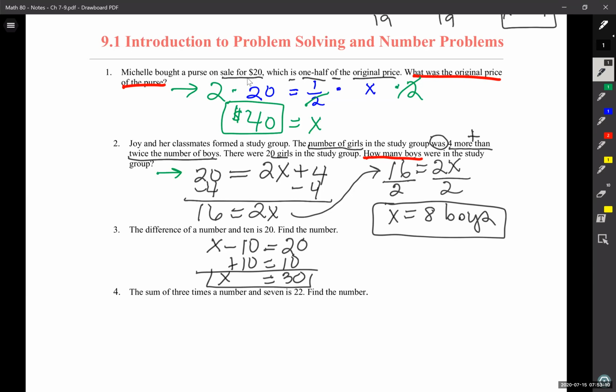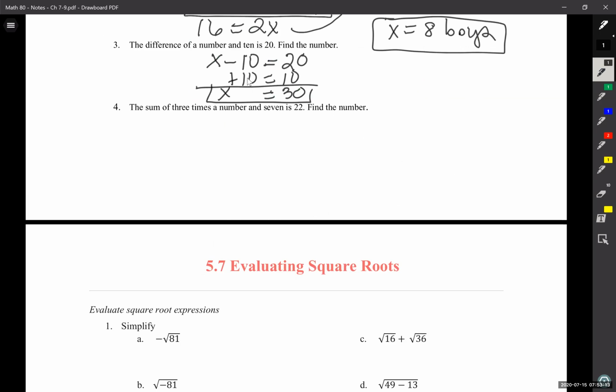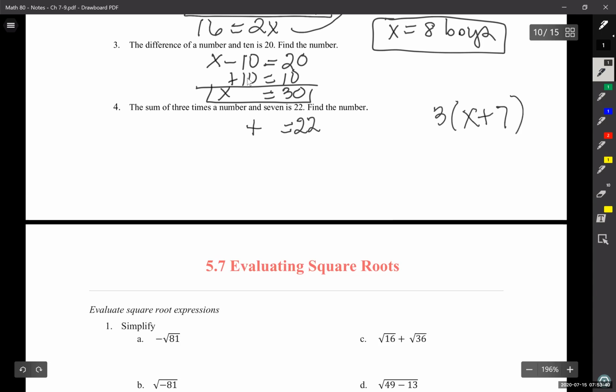Okay, and finally, we have the sum of 3 times a number and 7 is 22. So my is and my 22, going to get those in right away. And then for the rest of it, the and is where the plus sign goes. So if you get confused on what this should look like, here, I'll give you your 2 choices. Some people think it would be this, 3, and then parentheses around x plus 7. And some people think it would be this, 3x plus 7. So I want you to take a minute, reread that sentence, and think about which choice you like.